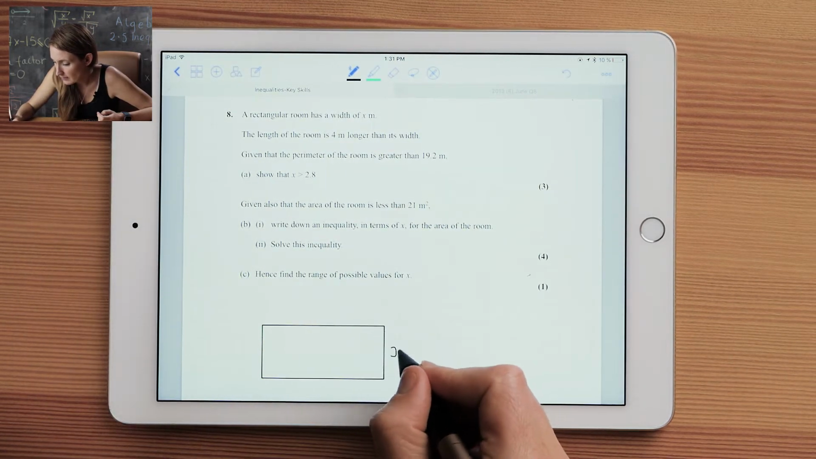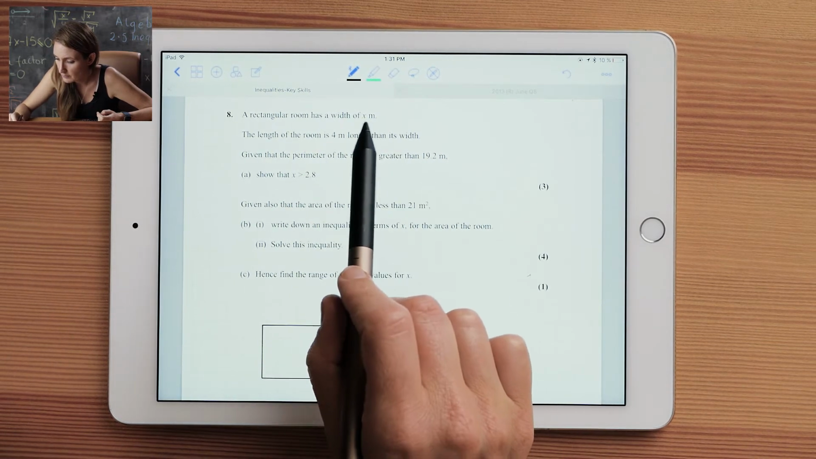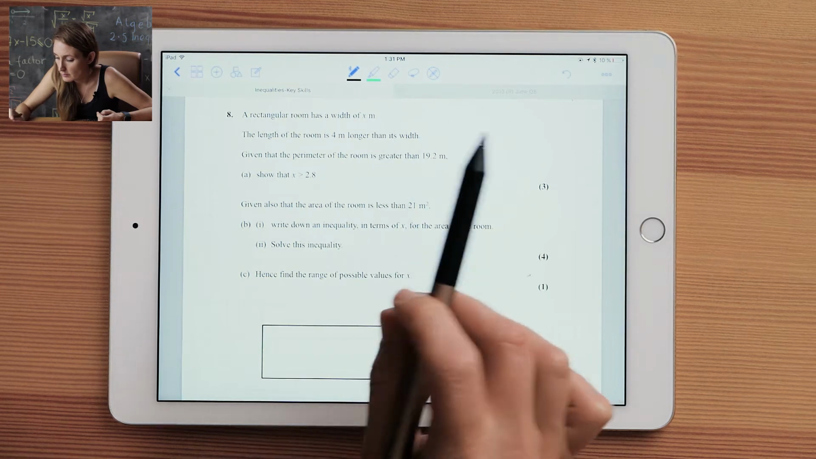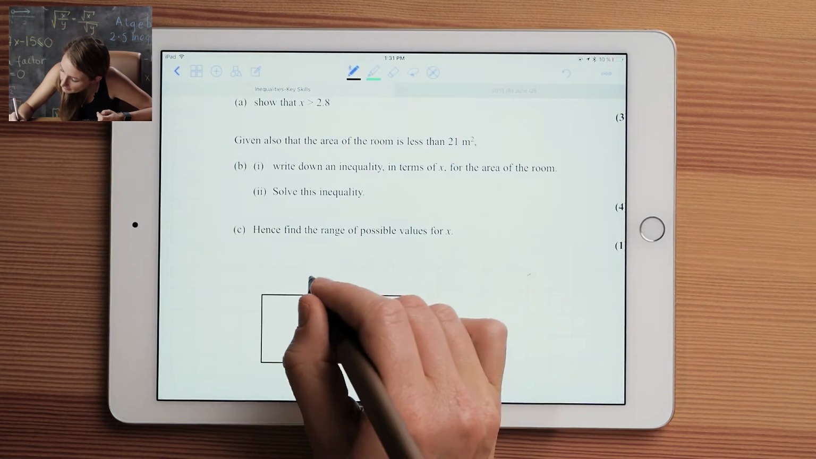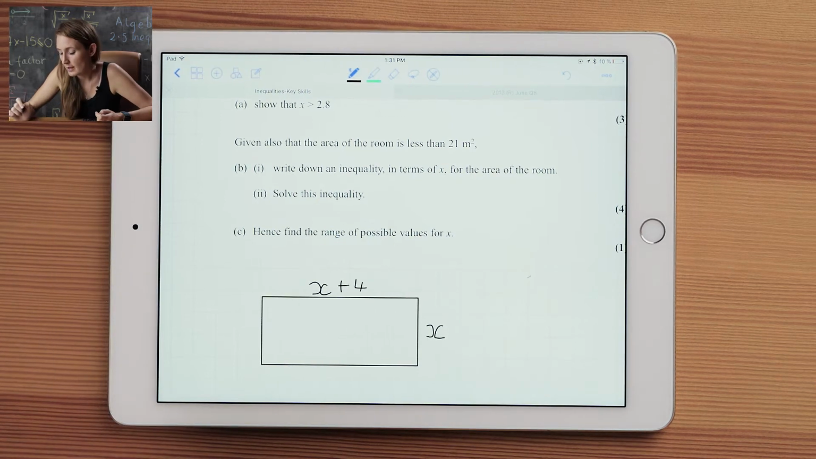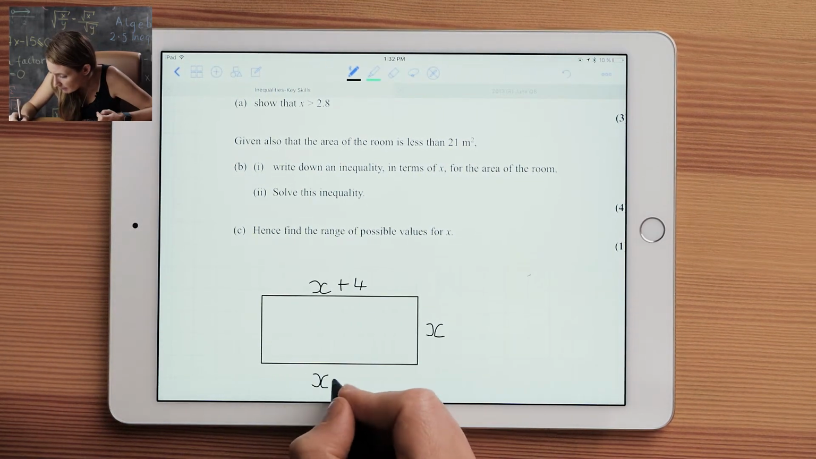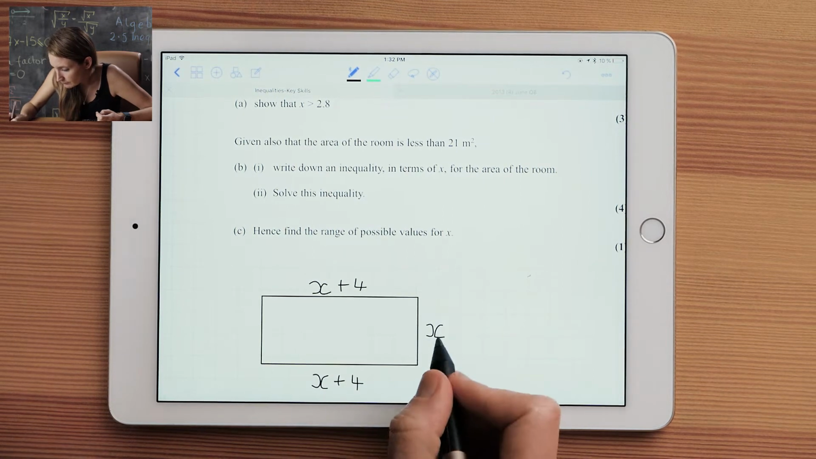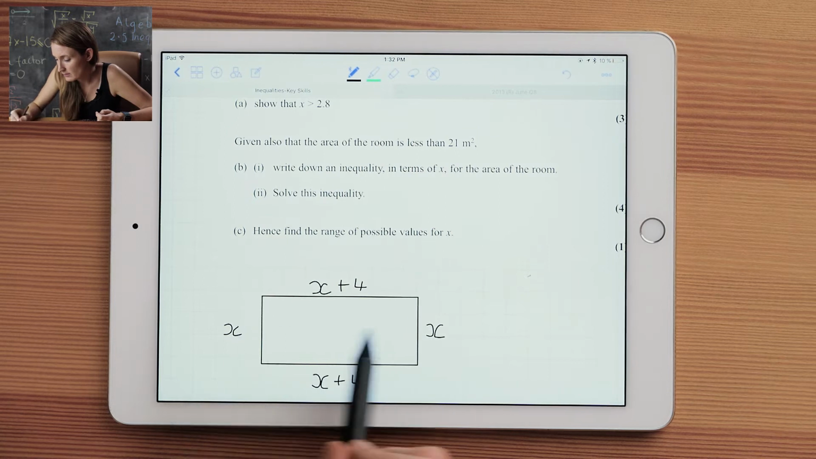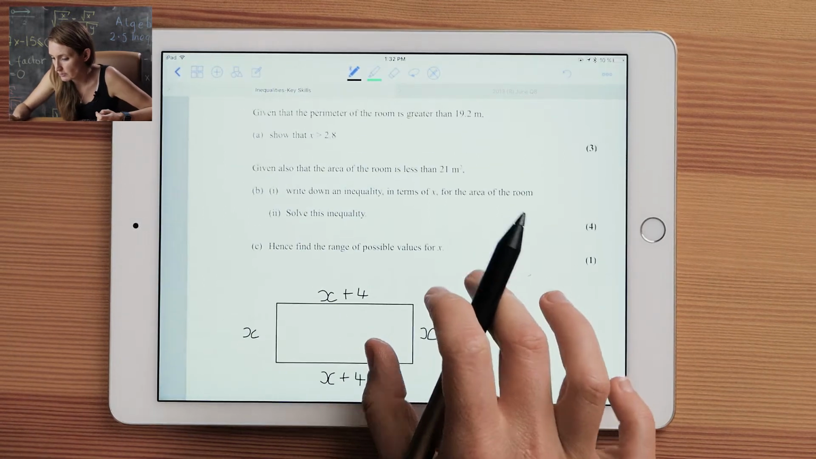So if we put the x here on the smaller side, so that would be the width, the length of the room is 4 meters longer. So that will be x plus 4. Now remember, if we're dealing with a rectangle, then opposite sides have the same length. So these are both x and these are both x plus 4.